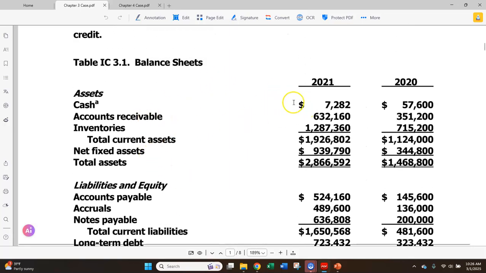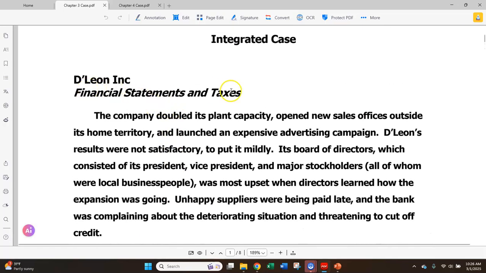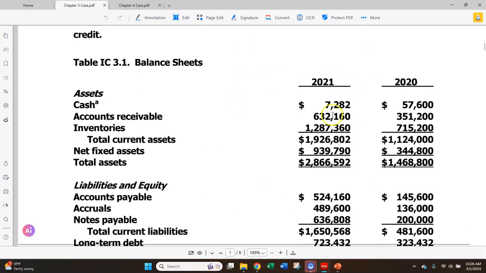So you'll notice at some point that I start talking about the balance sheet for DeLeon's Inc. That is part of the presentation. Please have the chapter 3 case on your screen. Same thing with chapter 4, chapter 5, and as we continue on through the rest of the term.